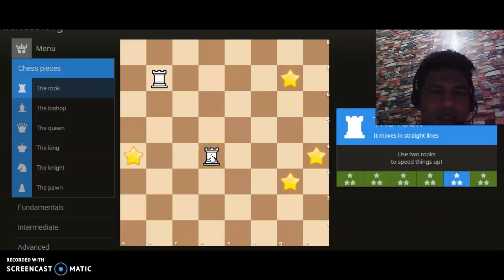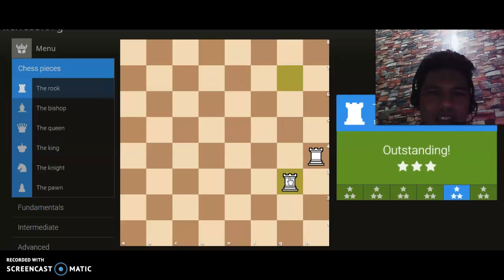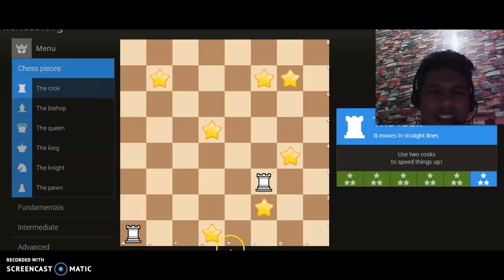Oh, there's two rooks. So this one first, then this one, then now you can capture this star by this rook because it's not a straight line, right? So what we're gonna do, use the other rook and capture the star once again. This one, outstanding.